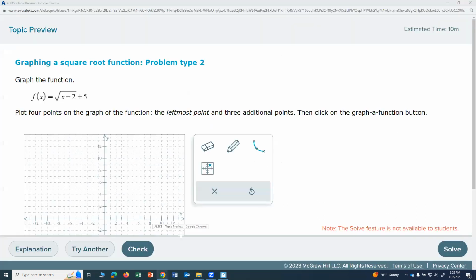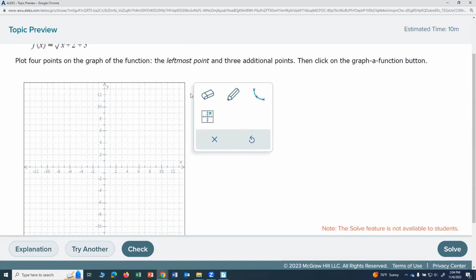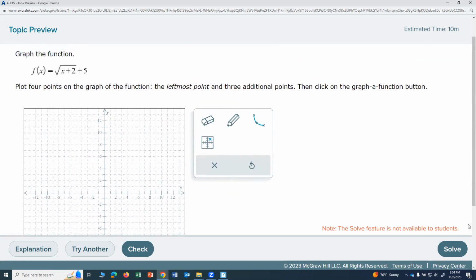Let's look at one more example using the ALEKS graphing tool so you can see what that would look like. I have it pulled up here. So graphing a square root function in ALEKS. Here's the function f of x equals square root of x plus 2 plus 5. And I'll use the same idea that I was using before.